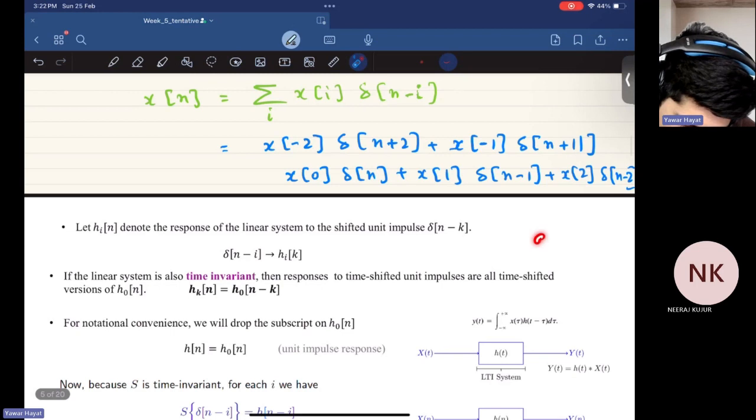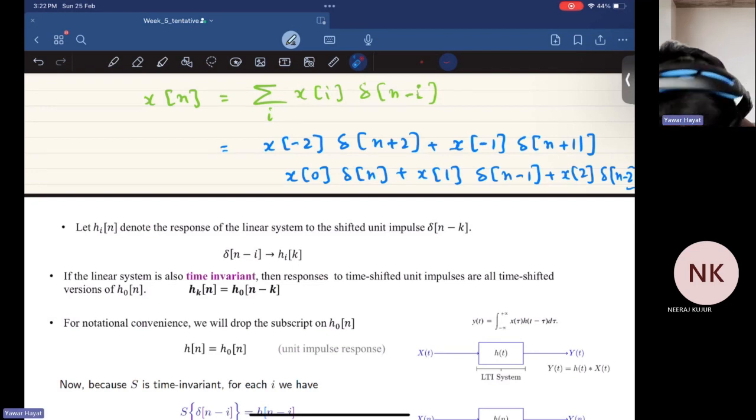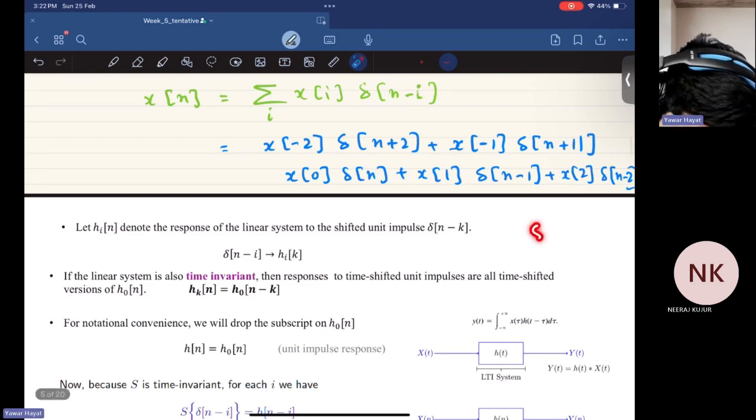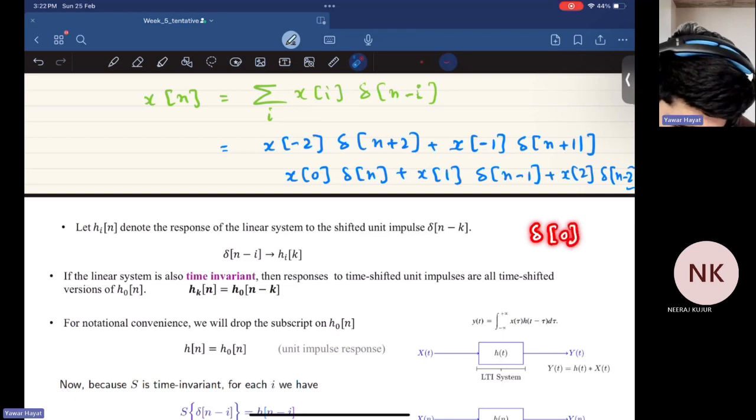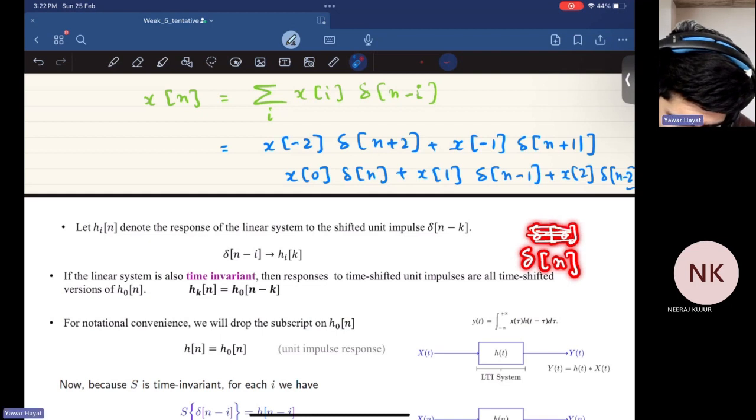Sorry, this would not have been the output corresponding to delta of 0. My bad. It would be delta of n, right? It's delta of n minus i, right? When i would be 0, that would be delta of n minus 0, that is delta of n, right? This signal is not time shifted.